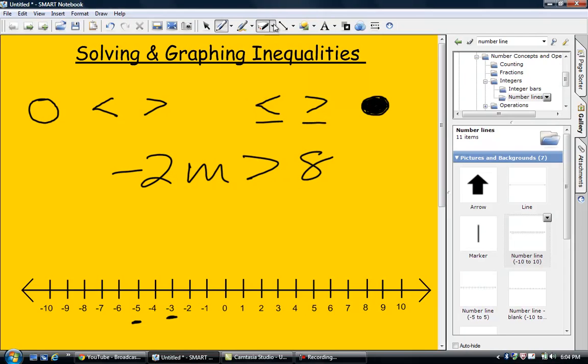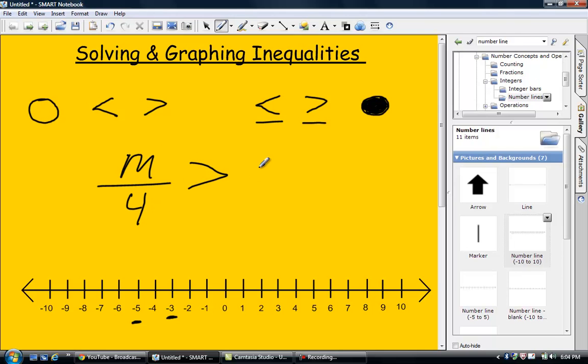Let's do one more. How about if we do m over 4 is greater than -2. Here we have division. We undo division through multiplication, so we're just going to cross multiply. And one of our numbers is negative. Okay? So that means we're going to have a sign change. M is now going to be less than -8. Go down to your number line down here, find your -8. M is on the closed side of the inequality, so the arrow goes to the left.